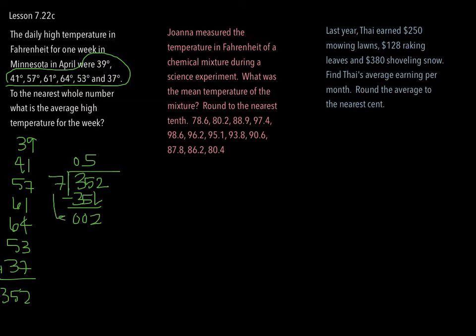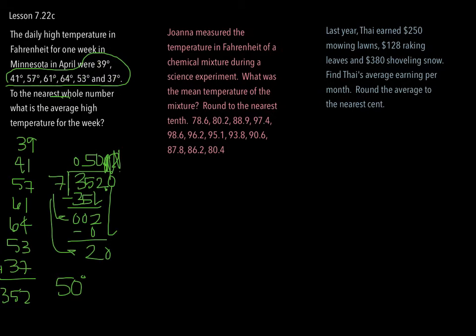How many times is 7 going into 2? That's going to be 0. Subtract. I'm going to add a decimal point, then bring down my 0. That's going to be 2. Okay. And it says to the nearest whole number, so I can ditch this. And the average temperature for the week is 50 degrees. Okay, so let's move on to our next problem.